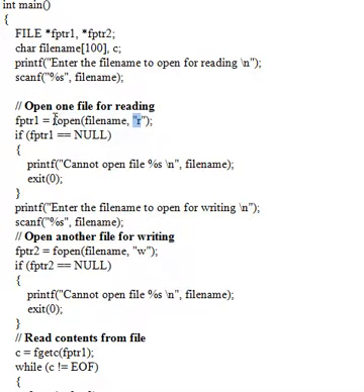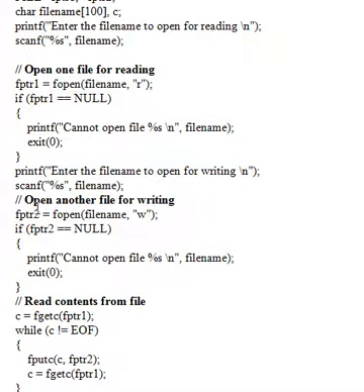Okay, after opening the file, that file's starting address will be assigned to the file pointer variable fptr1. So this is one pointer variable. It is assigned the first file's starting address. Next, if fptr1 is equal to NULL, that means the file is not open. Okay, if the file is open, fptr1 is not NULL.